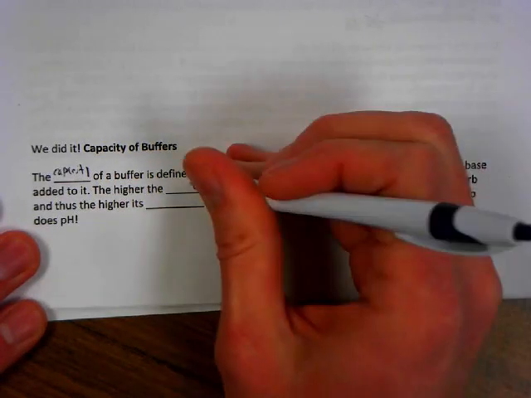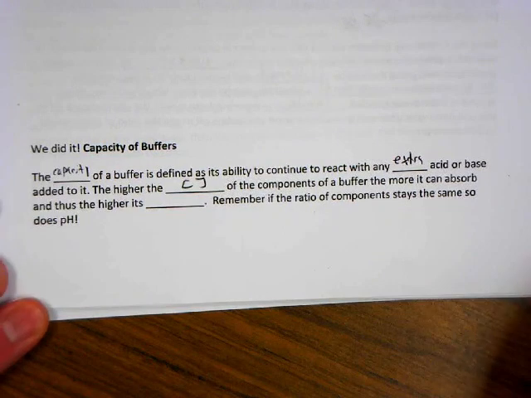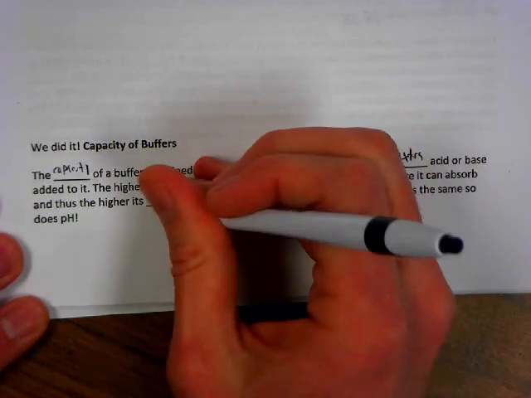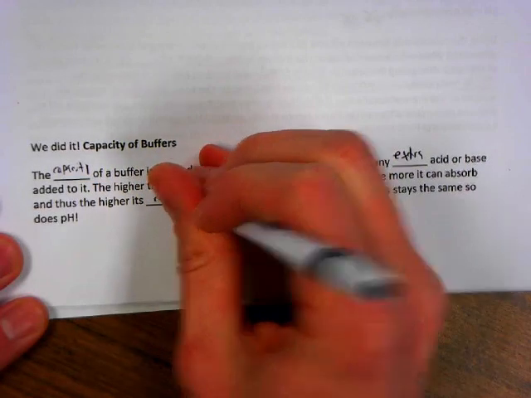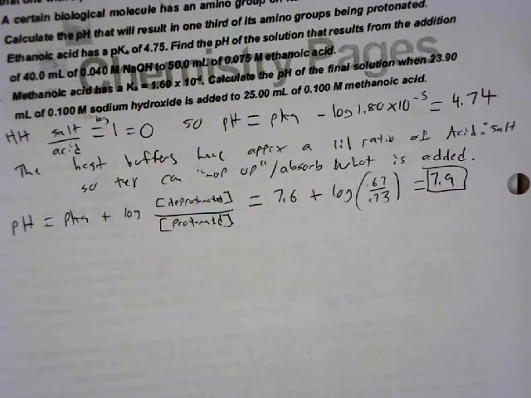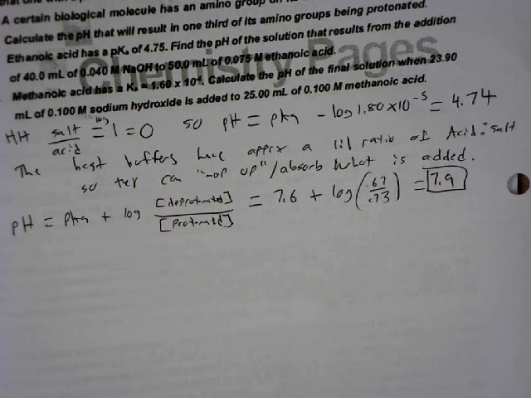That's fine. But let's finish this last little paragraph. The capacity of a buffer is defined as its ability to continue to react with any extra or added acid or base added to it. The higher the concentration of the components of a buffer, the more it can absorb, and thus the higher its capacity. Remember, the ratio of the components stays the same, so does pH.